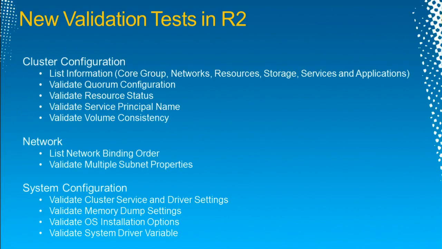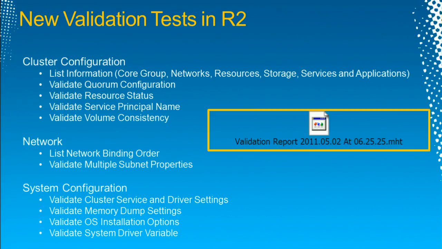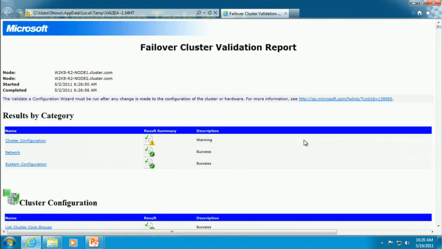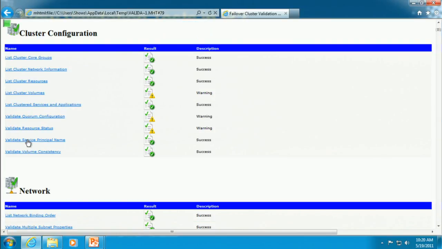So here, I have an example validation report with just these things. So the cluster configuration shows a warning. That's a warning, not a failure. Okay? So if I go and look at it, I've got a couple of things that are set.